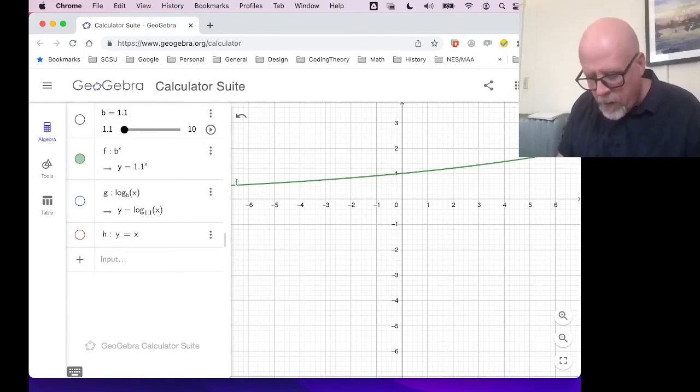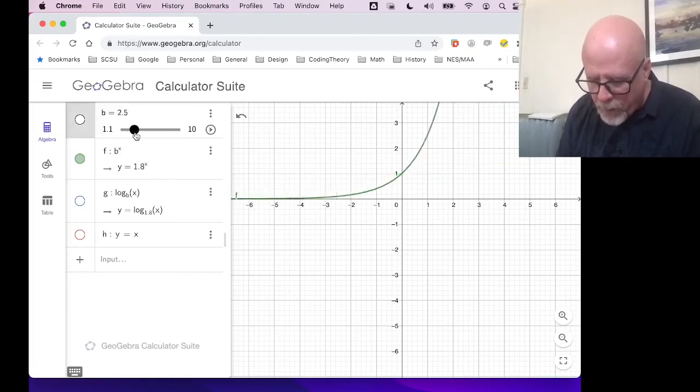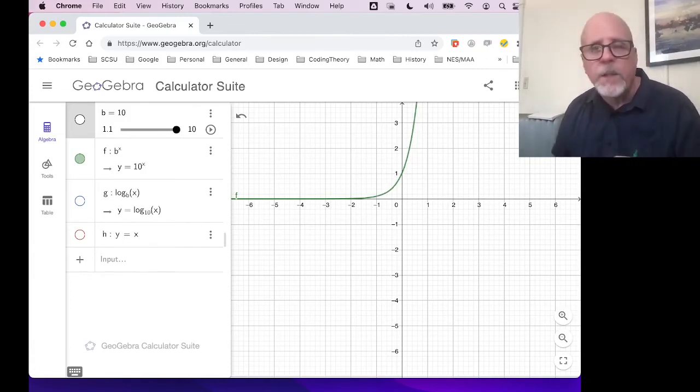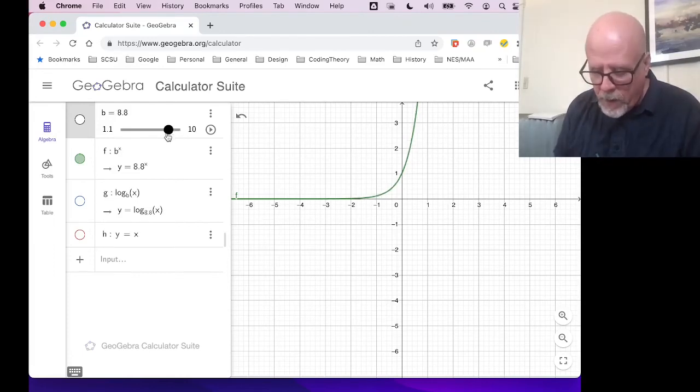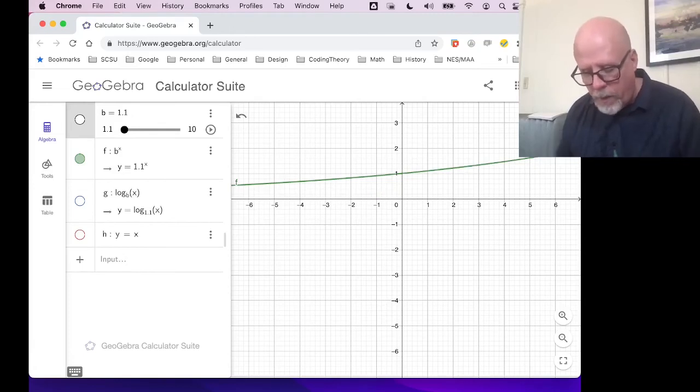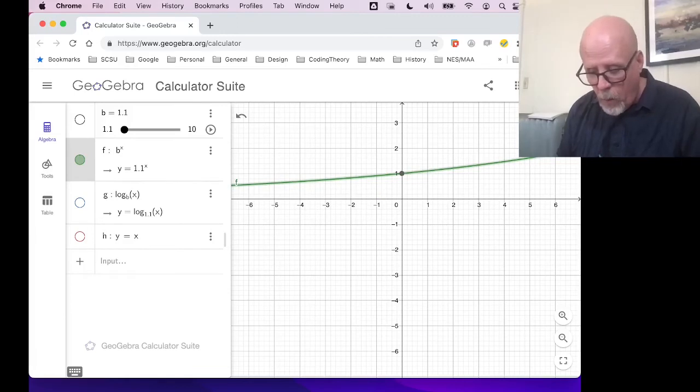I've got a setup already of the function b to the x, with b controlled by a slider here, so that the initial value is 1.1, but you can move it to different values. If I bring the slider all the way to this end, the base of the exponential expression is 10. That's 10 to the x. If I move the slider to the other end, I've just changed the base of the exponential to 1.1. GeoGebra is actually saying it for me. See what it says right there? 1.1 to the x now. So I'm changing which function it is by adjusting that slider.